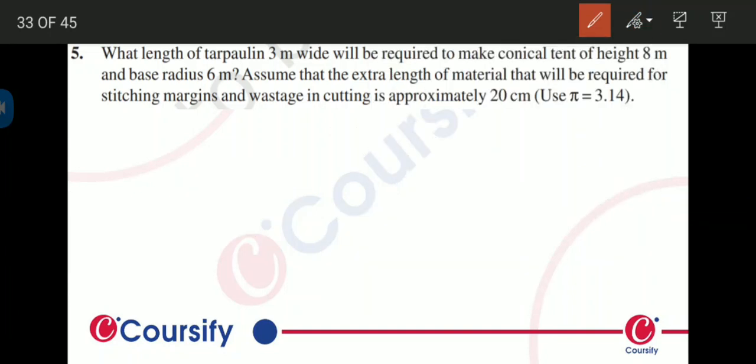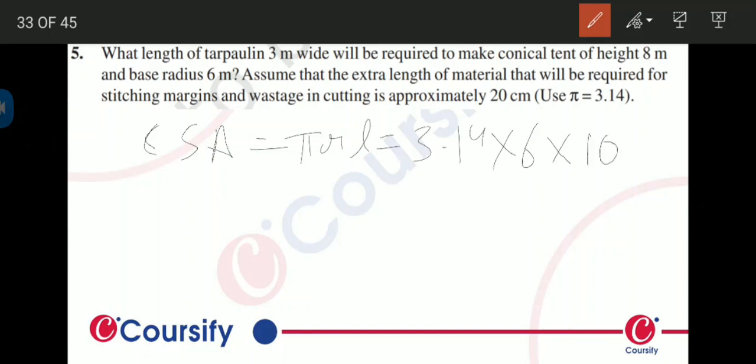We'll find the curved surface area. Curved surface area is equal to pi RL. In this question we are specified to use pi equal to 3.14. So 3.14 into R, that is 6, into L. L we found out is 10 meters. So CSA is equal to 188.4 meter square.